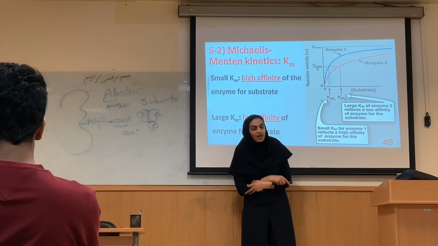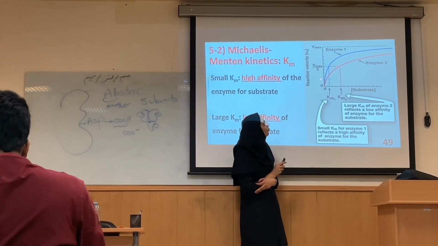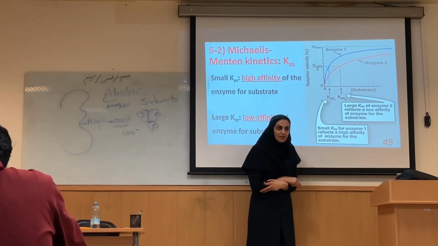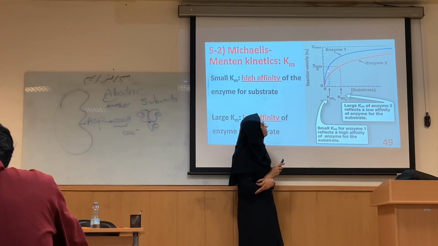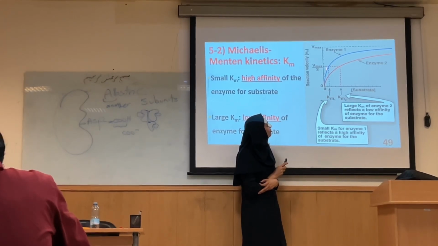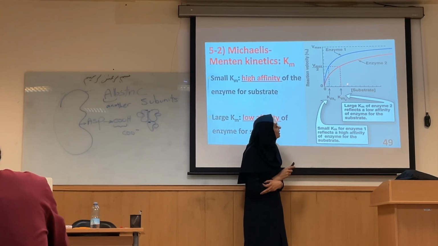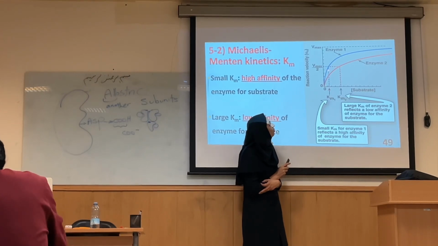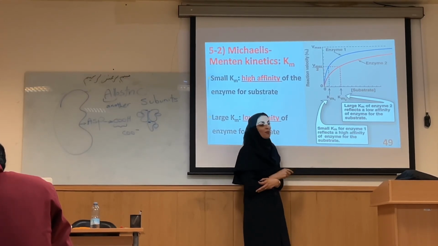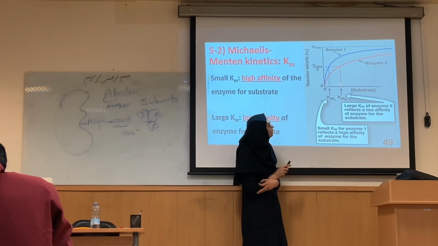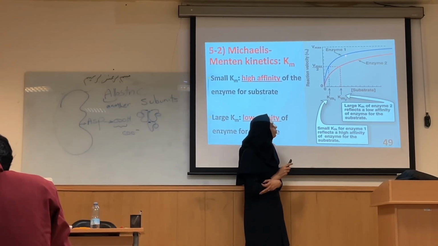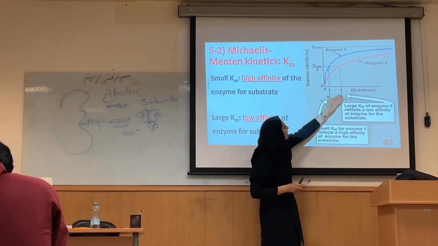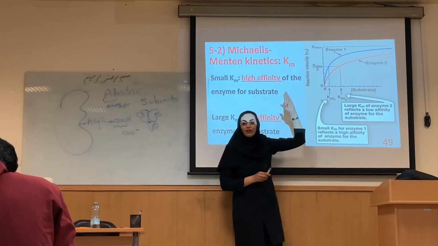The higher Km, the lower velocity. Why? Because Km shows the affinity of the enzyme. Here the affinity of enzyme 1 to substrate is high, so at a lower substrate concentration we reach half of Vmax. But in this situation, we need more substrate to reach half of Vmax. And this is why a higher Km means lower affinity.